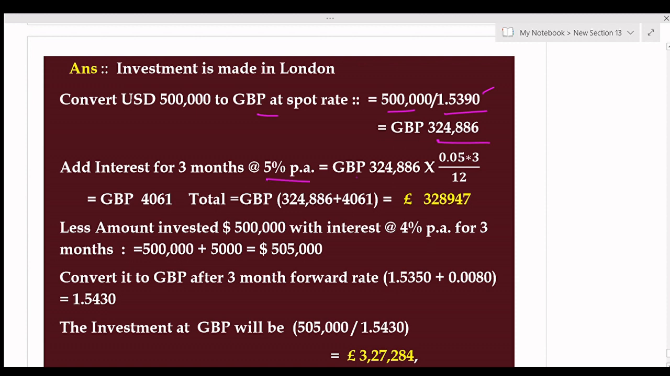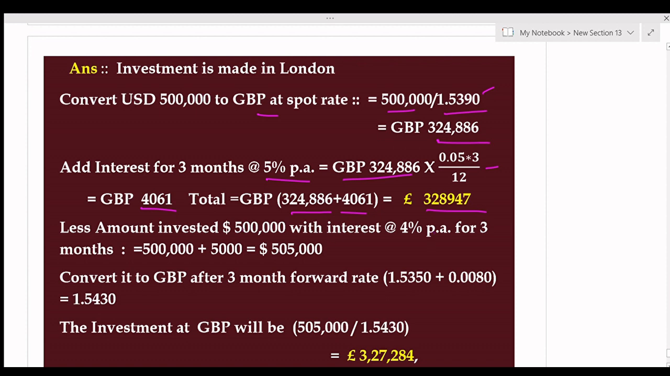Now the investment gets a 5% interest. That is GBP 3,24,886 into 0.05 into 3 by 12 is equal to pound 4061. Total will be 3,24,886 plus 4061 is equal to 3,28,947.